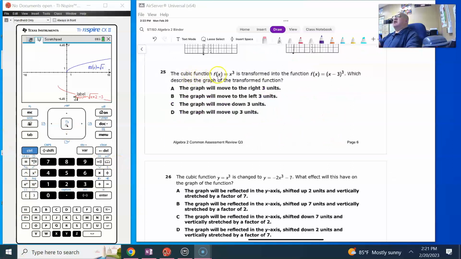The cubic function f of x equals x cubed is transformed by the function f of x equals x minus 3. It's minus 3, so it's going to move to the right 3 units. Okay, 27. How will the graph of the cube root of x change if we have a negative here? Well, it's going to reflect it, and the 5 is going to stretch it. And you see the red one? That's the new function, and we did have a stretch. So it's a vertical stretch by a factor of 5 and reflected about the x-axis. So the answer is B.